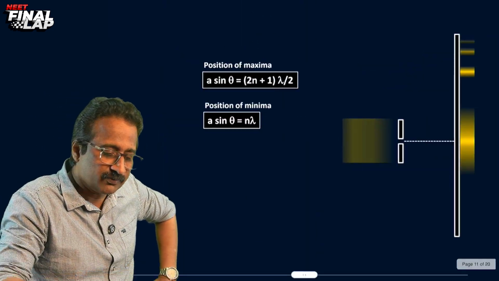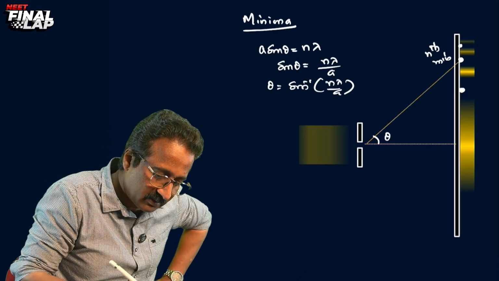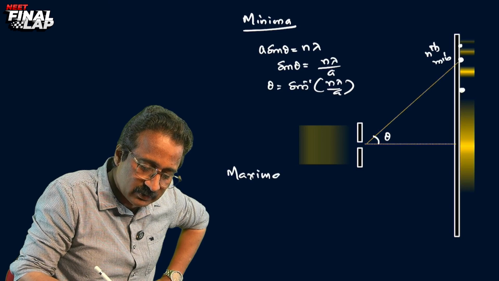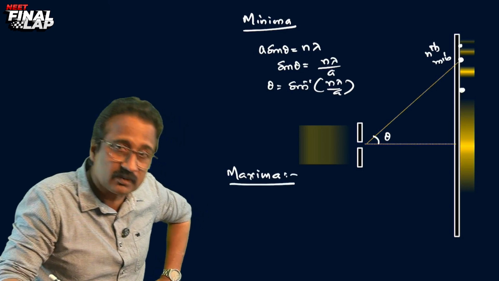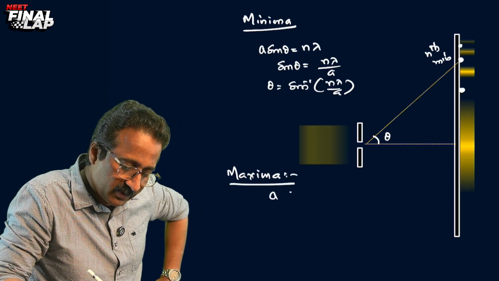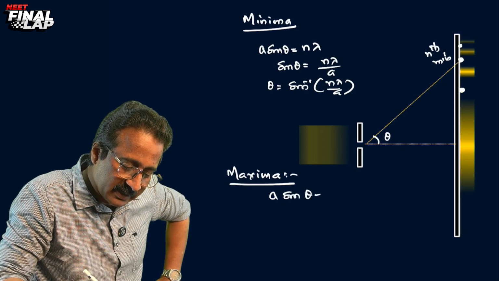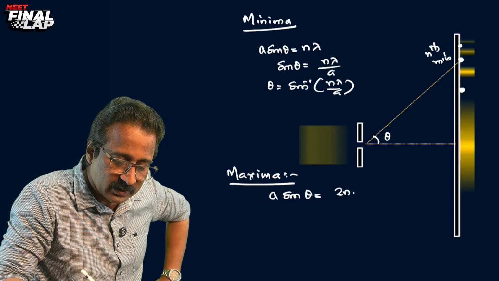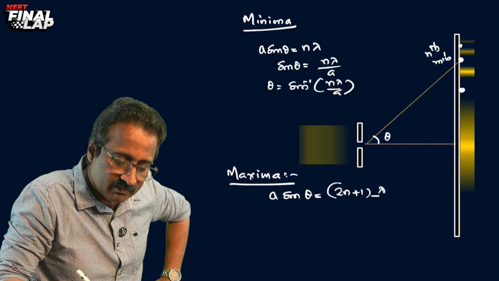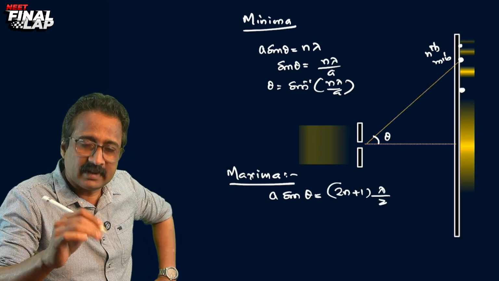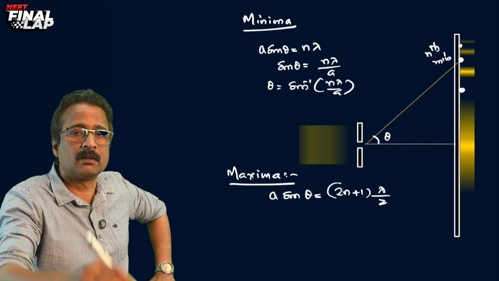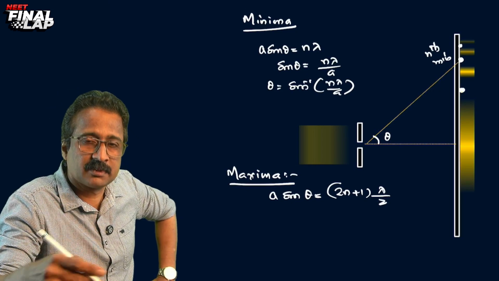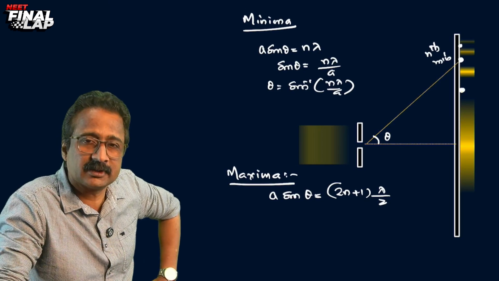Similarly, how do we find the angular position of a maximum? I'll write the expression for the angular position of maxima as well. I'm only writing equations here without explanation. Every maximum is found at an angular position given by this expression: a sin theta is equal to (2n plus 1) lambda by 2. That is the equation for finding the angular position of the maxima, be it the first maximum, second maximum, or third maximum.